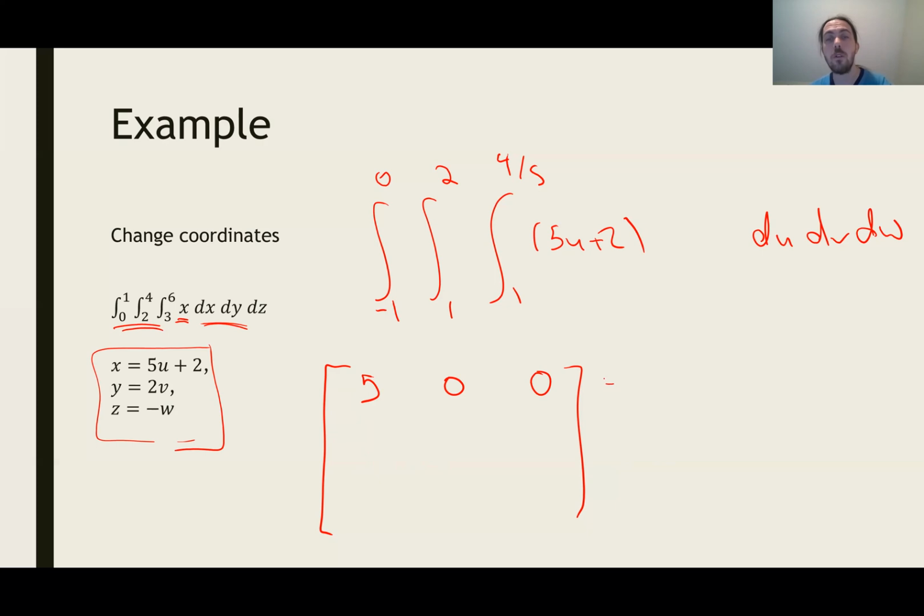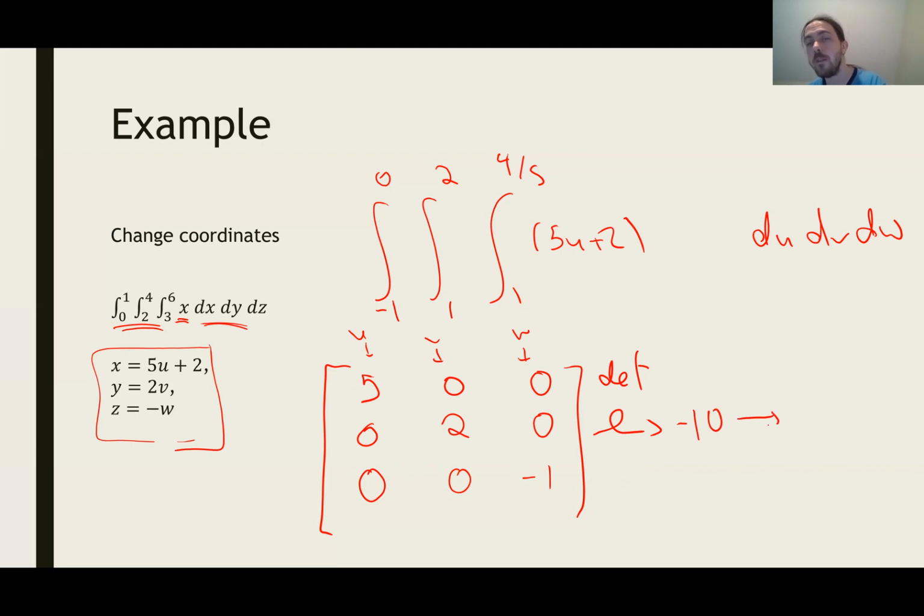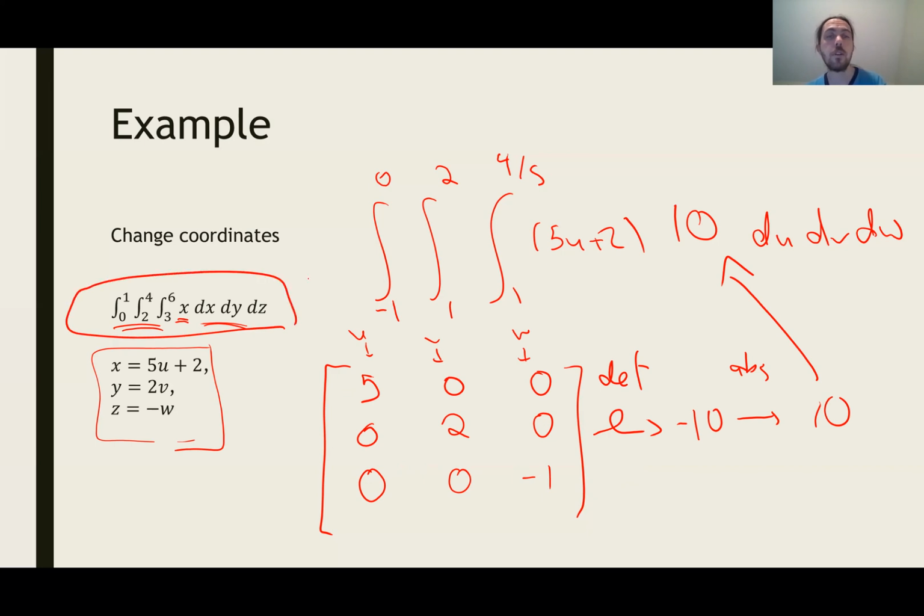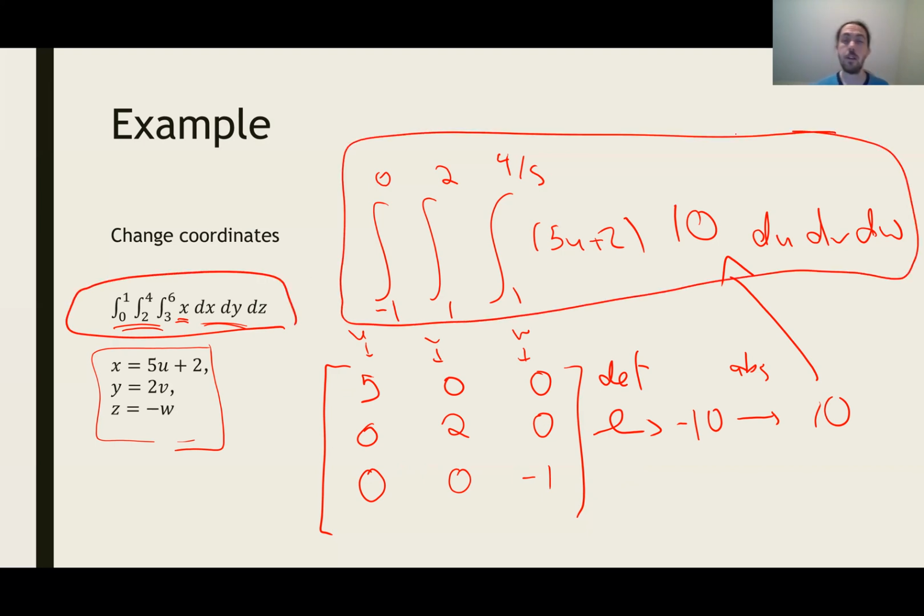In our second row, we put the partial derivatives of y with respect to u, with respect to v, and with respect to w. And in our third row, we put the partial derivatives of z with respect to u, v, and w. So here are the derivatives of x, y, and z with respect to u and v and w. Then we take that whole matrix, we calculate its determinant. The determinant of this matrix is going to be minus 10, and then we take absolute value, and that gives us 10. Our area distortion factor is 10, and so we put that in front. So this triple integral gets converted into this triple integral.